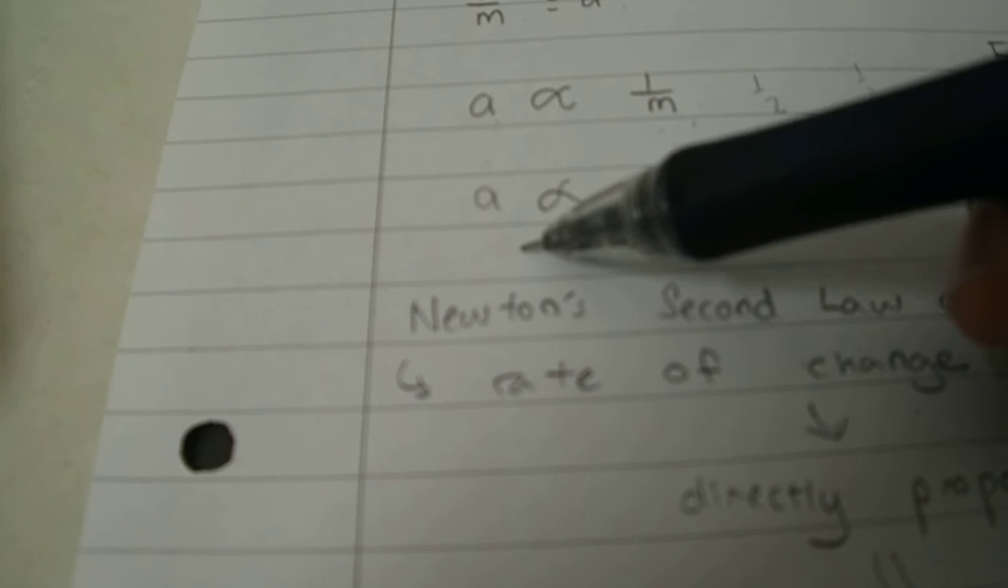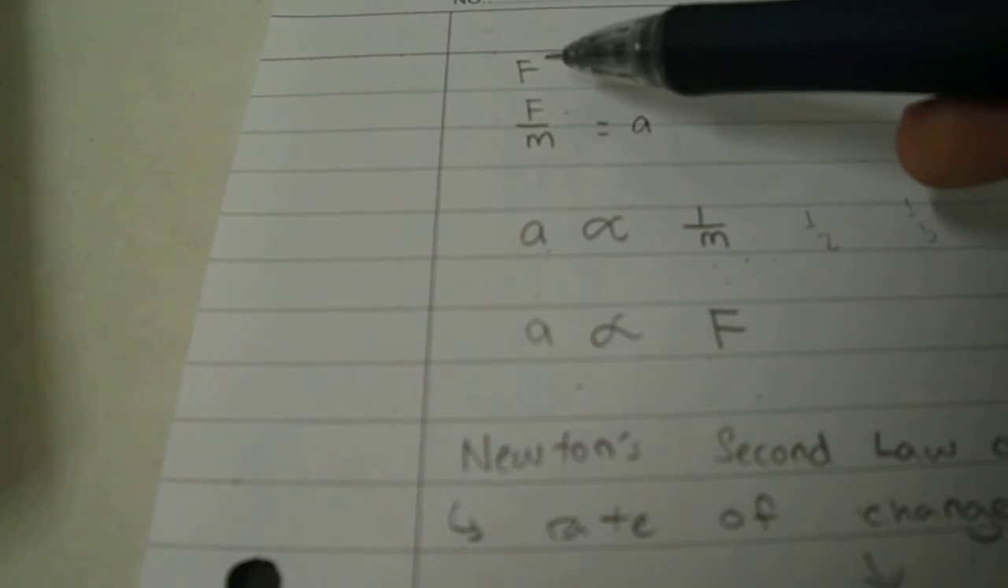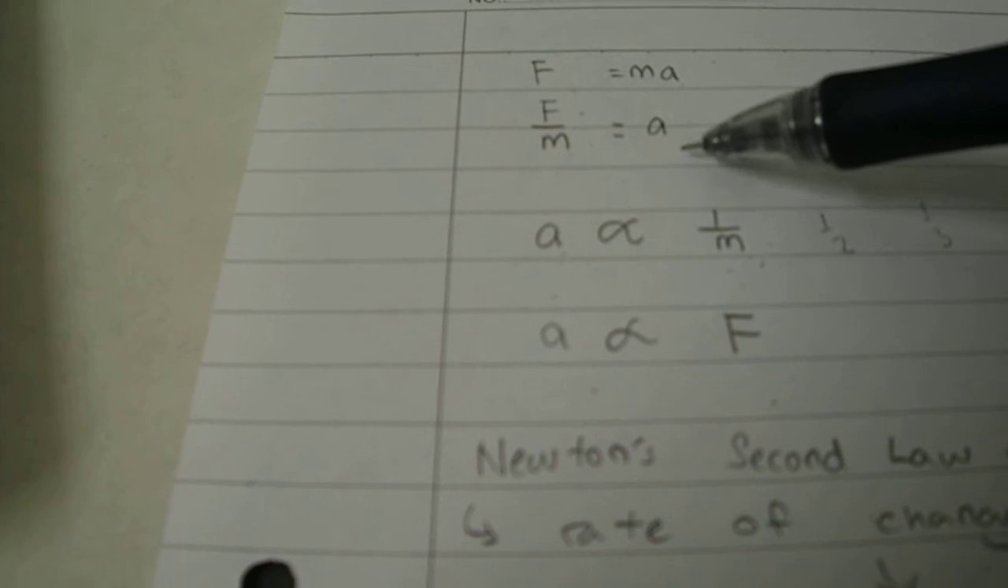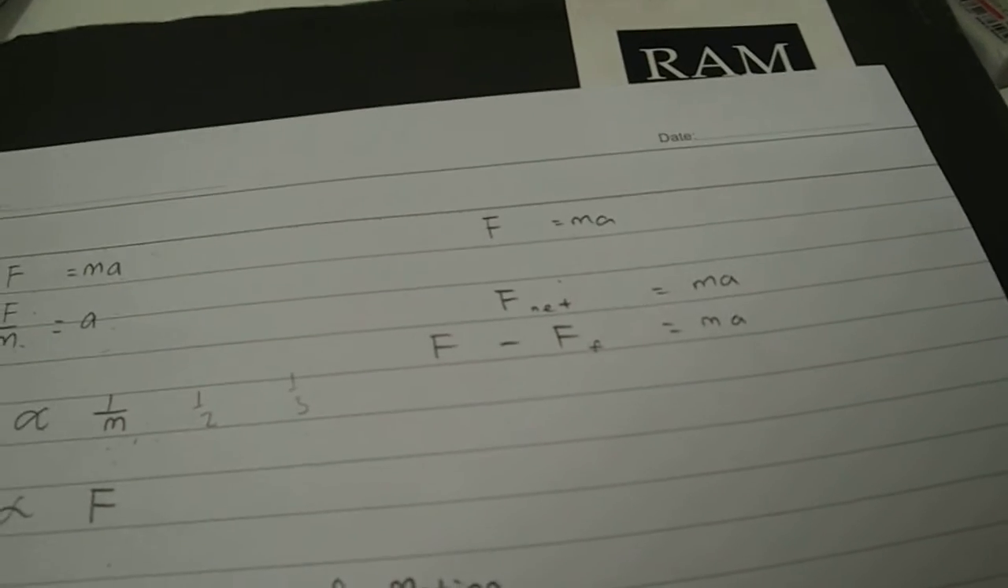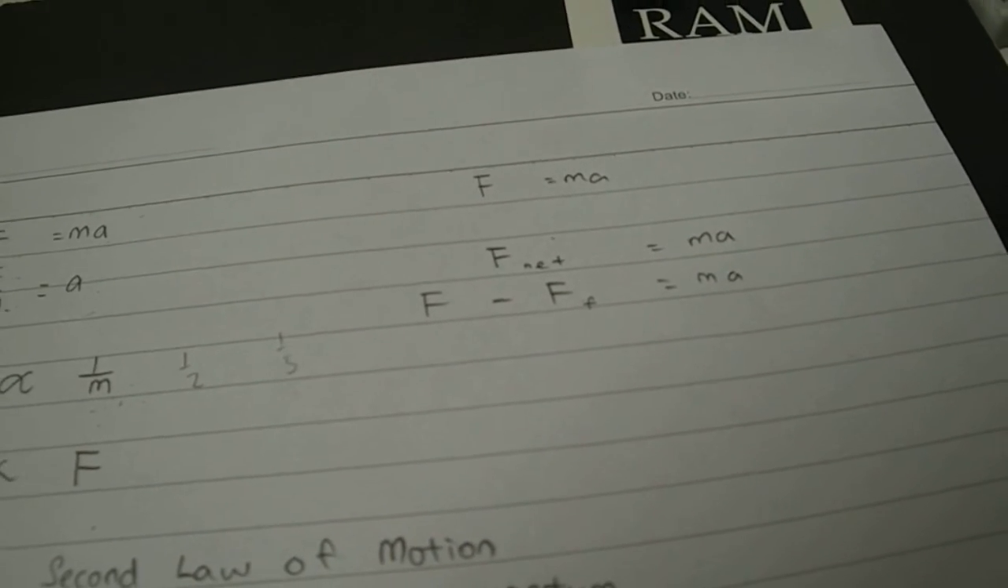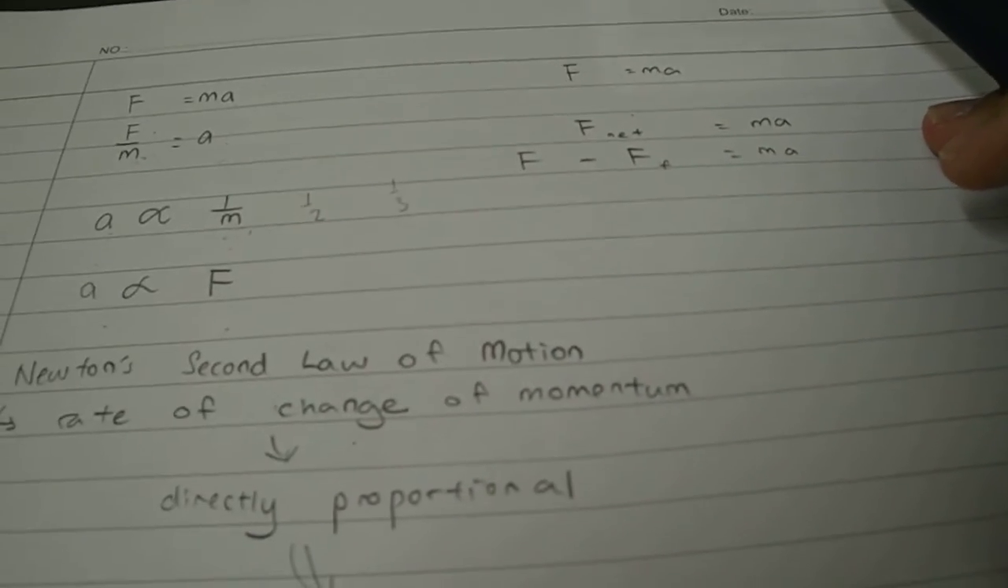So acceleration is also directly proportional to force, because it's F over m equals a. So if force is big and m is constant, a will become big, because less man more share. And also F over ma. Actually, during the exam, you have to write it as F net. F net is basically the actual force that is applied, that is actually acting on an object.